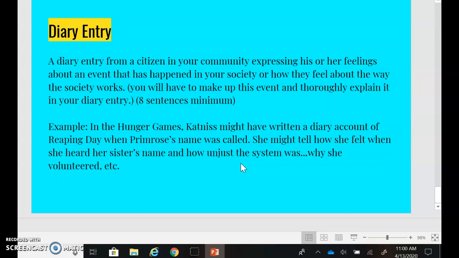So let me give you an example. In The Hunger Games, Katniss might have written a diary account of Reaping Day when Primrose's name was called. She might tell how she felt when she heard her sister's name and how unjust the system was, why she volunteered, and so on. How Prim should not have been able to even be in the reaping because she was young. She was a girl. Who knows? Her name had only been entered one time. So you decide what the event is going to be and then explain it in your diary entry.